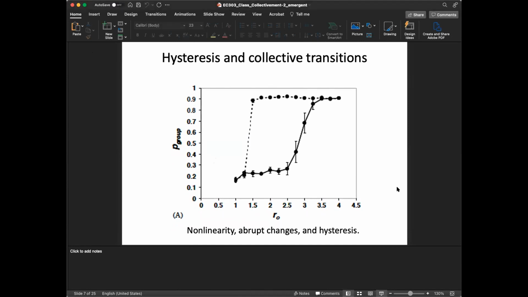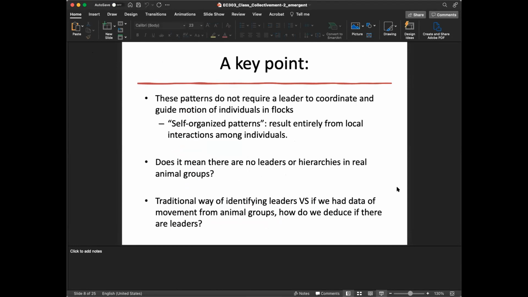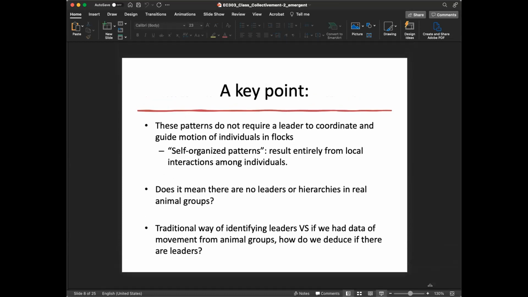Okay, so let's go forward. Coming back to the biological aspects of it, all of these patterns do not require heterogeneity among individual behaviors. For example, there's no need for a leader to coordinate and guide the motion of individuals to move in flocks. If you were to go to any common person, probably the first question they will ask is, do flocks have a leader? Do groups of organisms have a leader?